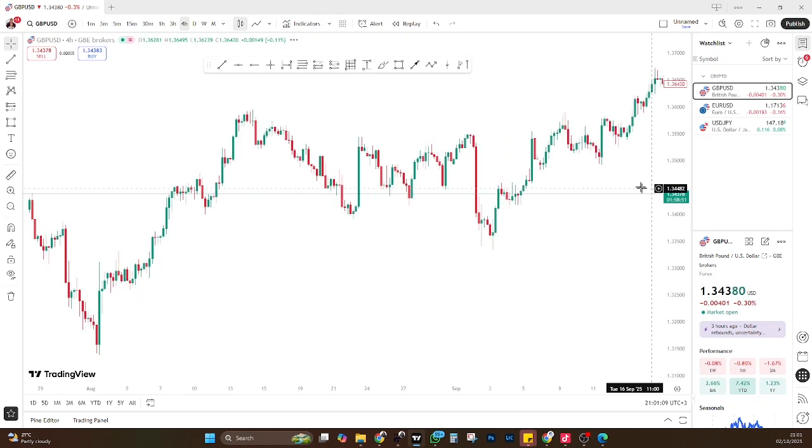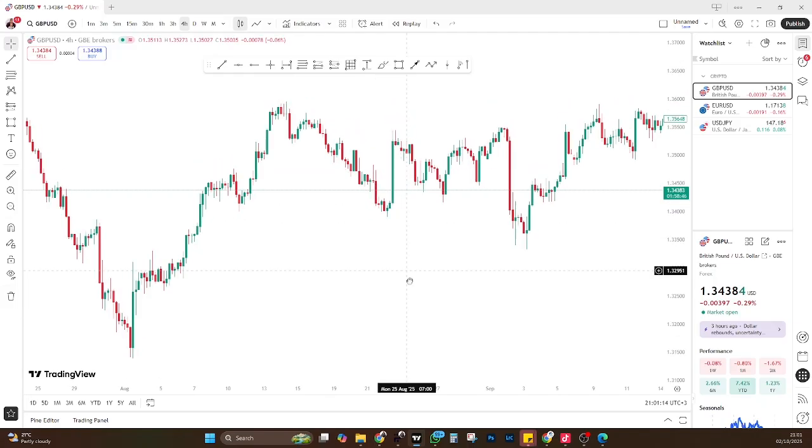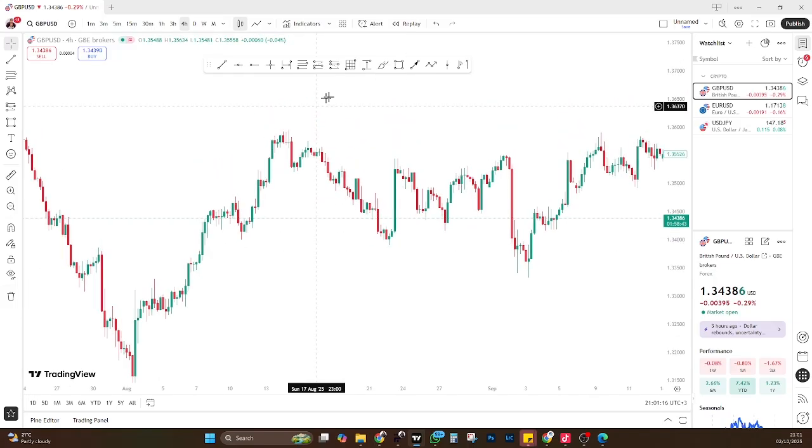So let me start with what we call trend line liquidity. If you look at this, the market was going up and then the market started to drop, making a series of, this is what is called internal range liquidity.